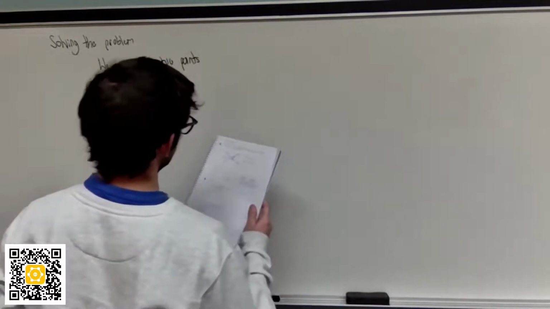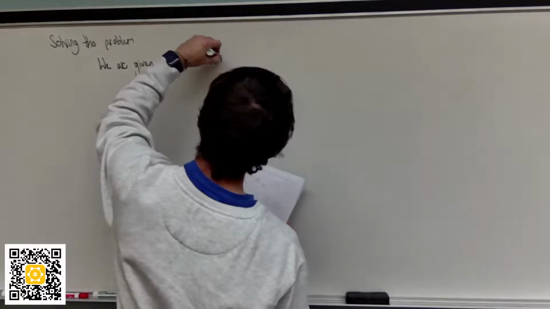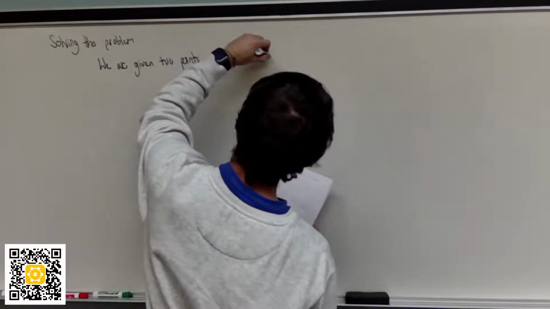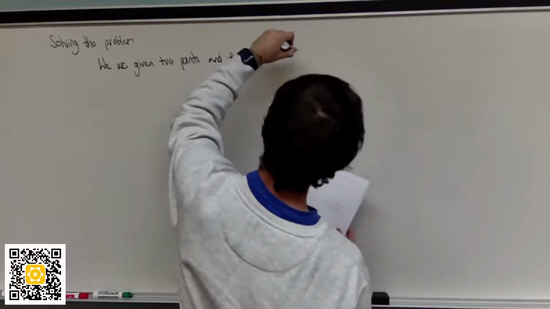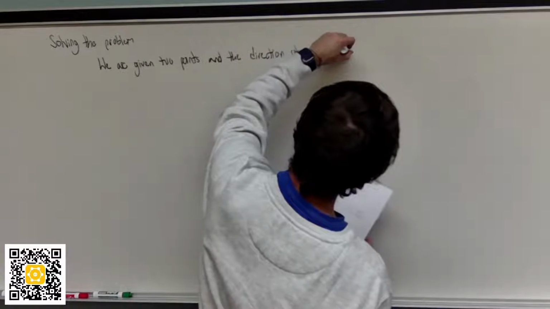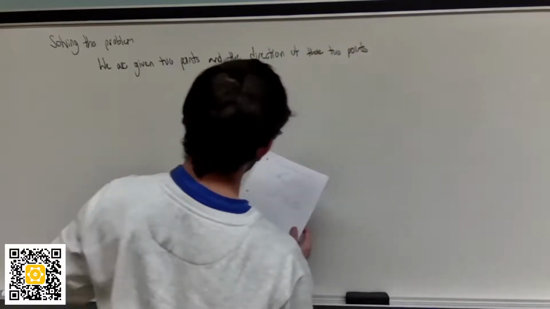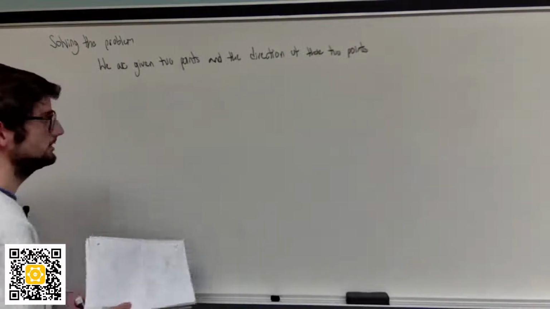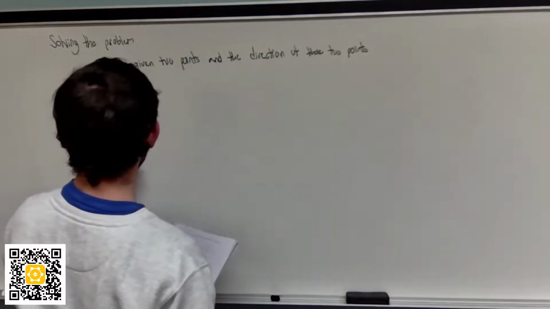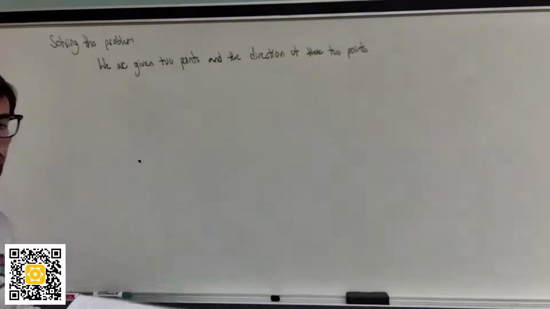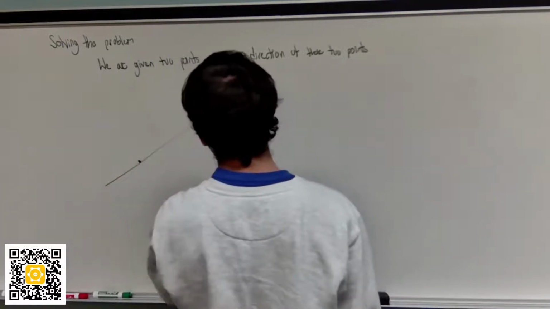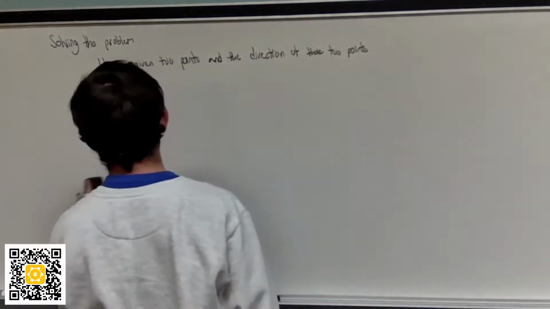So we are given 2 points and the direction of those 2 points. What does this tell us? It tells us that we have 2 lines. If we only have 1 point and we know the direction of that point, we know what line it's going to form.